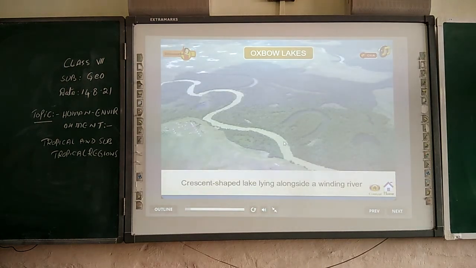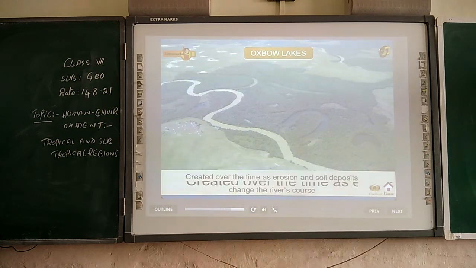Now let us go ahead and know about the oxbow lakes. Oxbow lakes are crescent-shaped lakes lying alongside a winding river. They are created over time as erosion and soil deposits change the river's course. We can understand the formation of an oxbow lake better with the help of this animation.